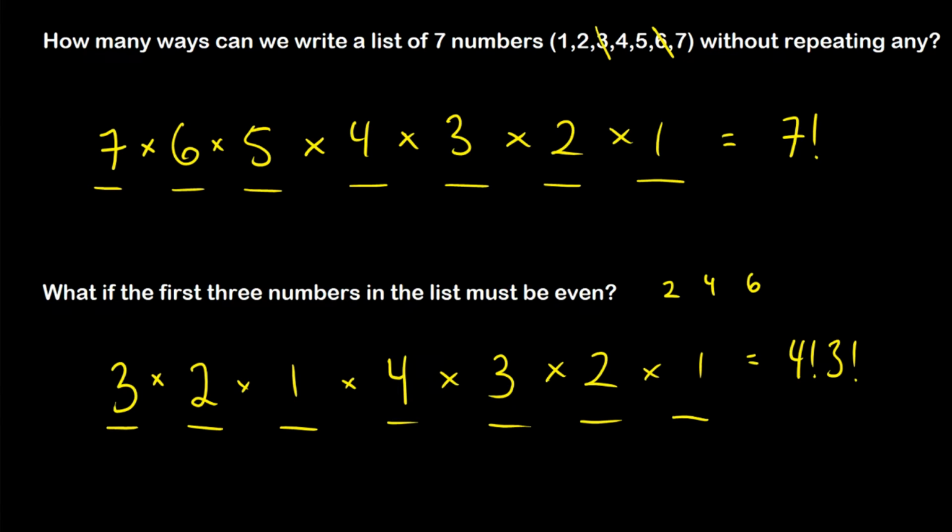So when we have conditions, sometimes we have to break these problems down into steps. In the first question, we could have whatever number we want in any position. So we could have 7 choices for the first. But in the second problem, we have these first 3 positions which have to be even, and then the remaining positions can be whatever. So we did have to look at our even options first, and then we could fill in with the remainder.